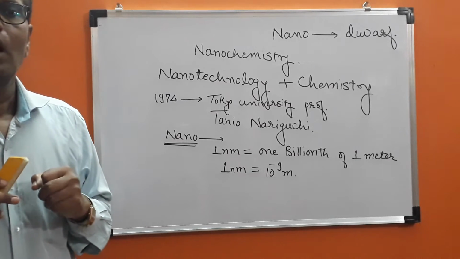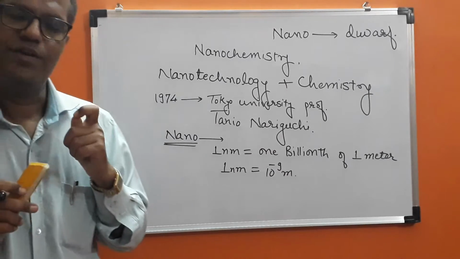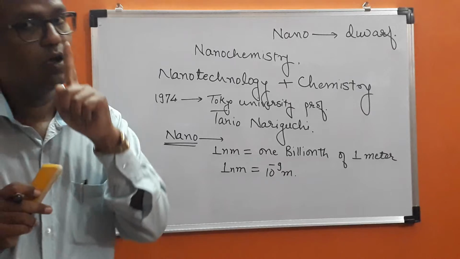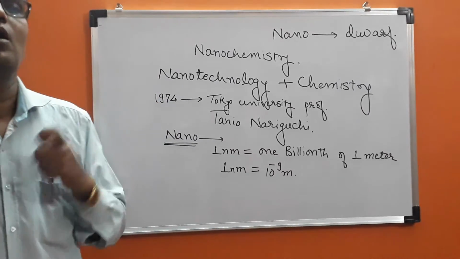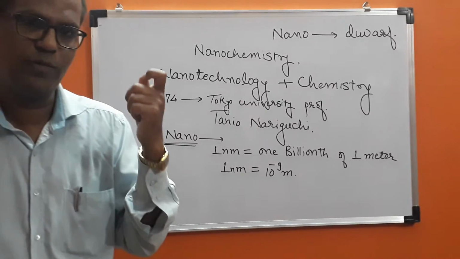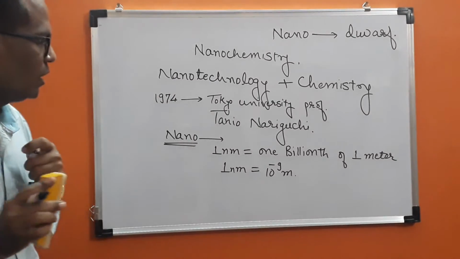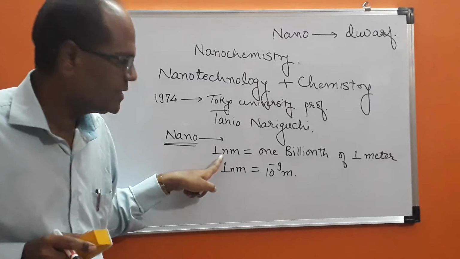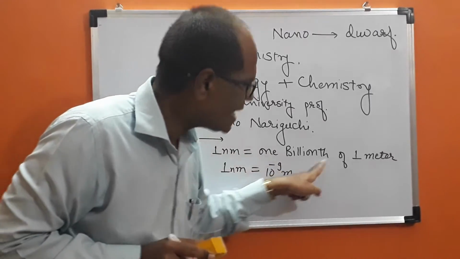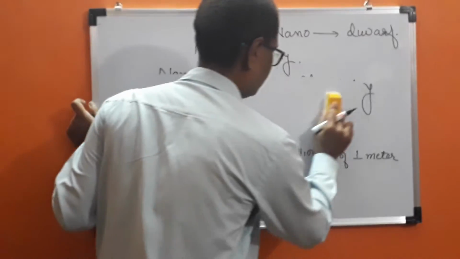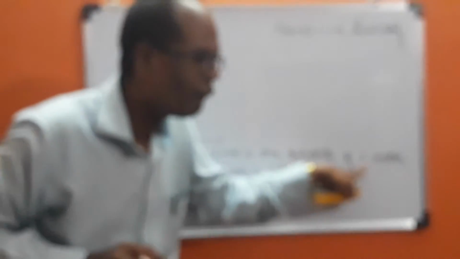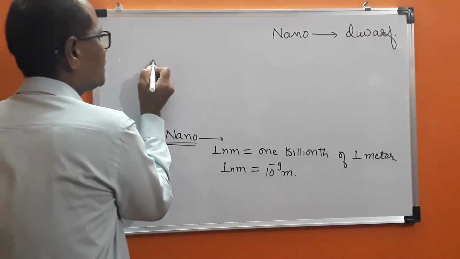Now, let us define nano. Let us define 1 nanometer: how much is 1 nanometer length? 1 nanometer is nothing but 1 billionth of 1 meter. Let us not get confused now. Let me explain. 1 nanometer is nothing but 1 billionth of 1 meter. Now let me consider these 2 points.